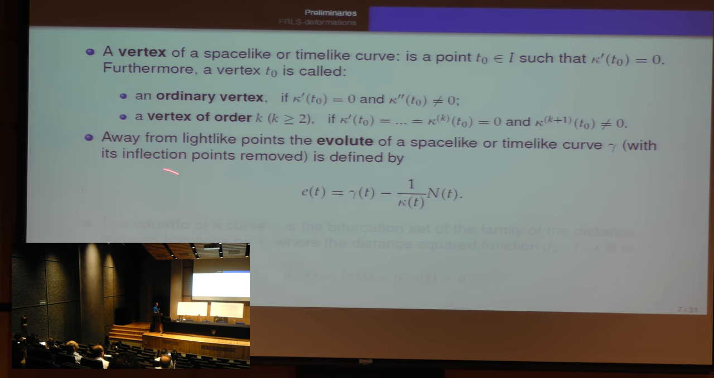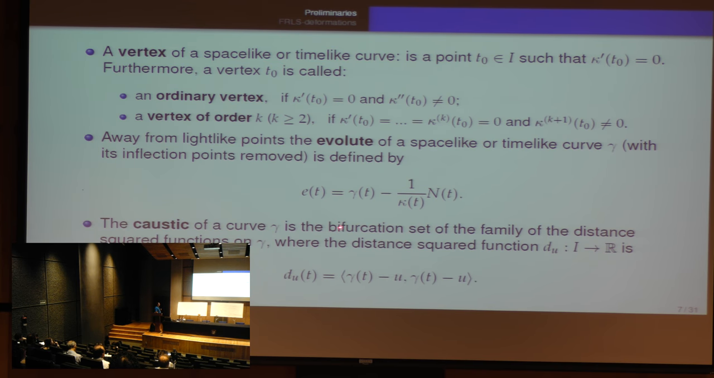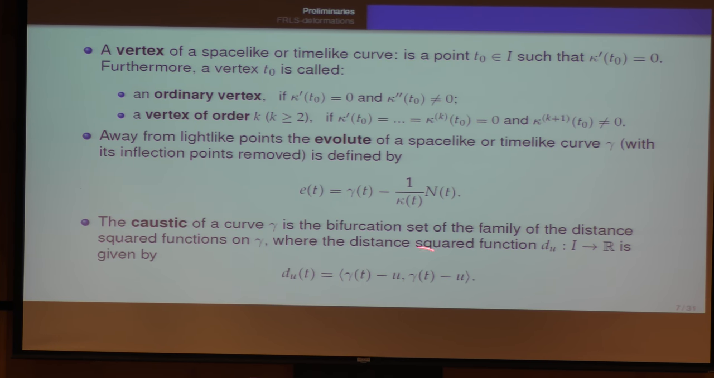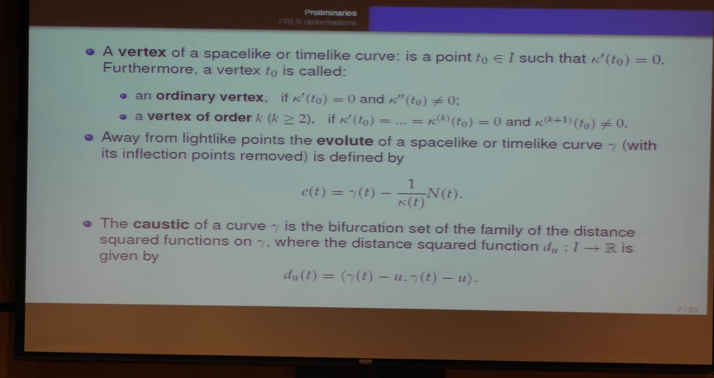Here we define the evolute away from light-like points, okay, as this curve. We observe here that the evolute depends on the curvature function, and the curvature function is not defined at the light-like points. Then here we don't have a definition of the evolute at the light-like points either. Okay, but we have a more general concept that includes the light-like points, that is the caustic. The caustic of a curve in the Minkowski plane is the bifurcation set of the family of distance square functions, where the distance square function is given by this one. Okay, we observe that away from light-like points, the caustic of gamma and the evolute are the same thing.